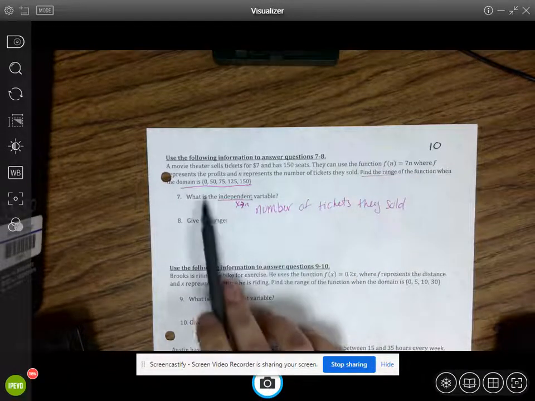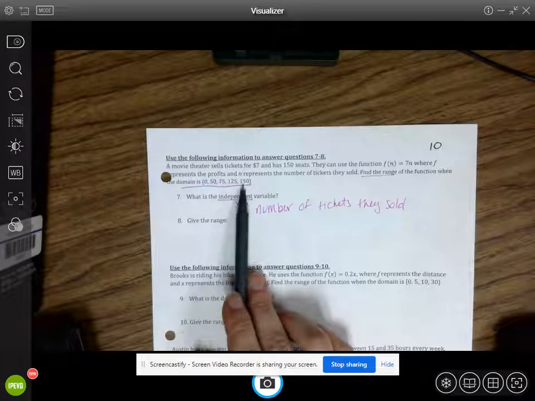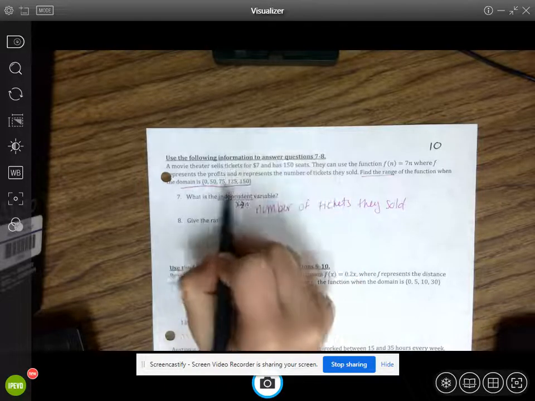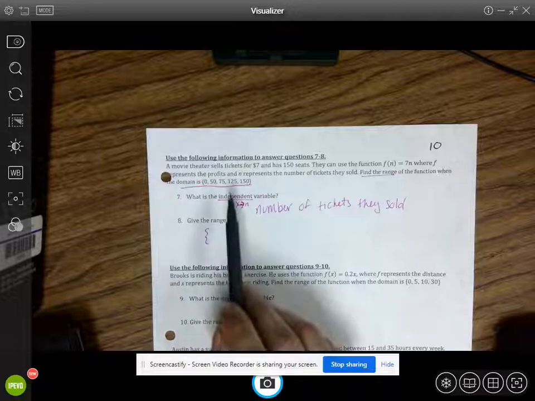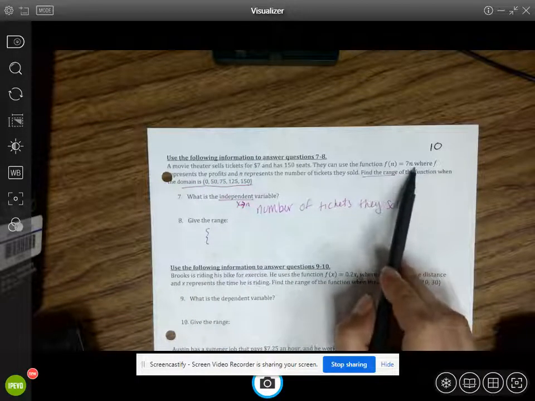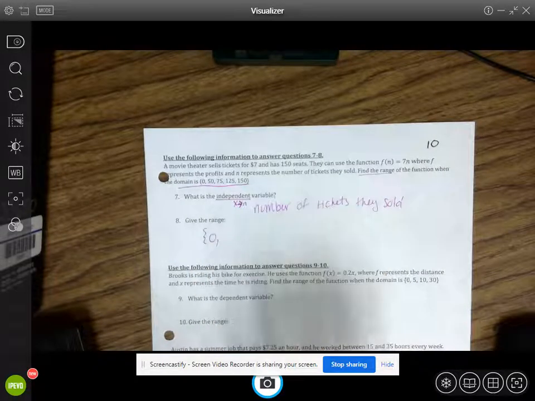Now in this one, it gives us the domain, 0, 50, 75, 125, and 150. We just need to find the range. So since it's in these squiggly brackets, our range is going to be in the squiggly brackets. And this is very simple. You're going to take 0, plug it in for n. 7 times 0. Well, that's 0. I know that one. Comma.